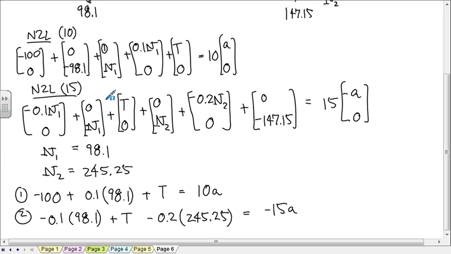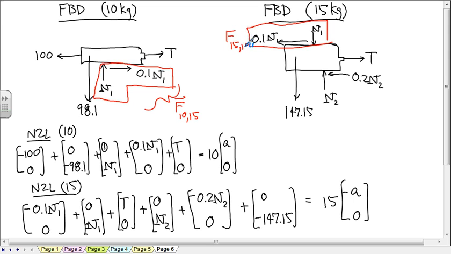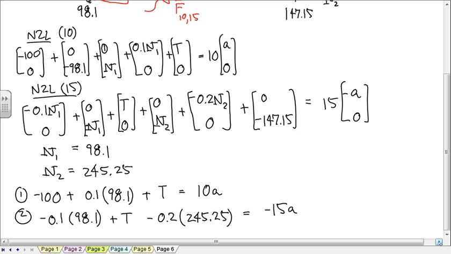Remember in the 15 kilogram box that N1 is acting down. That's an equal and opposite thing. This is a Newton's third law thing. This whole combination of forces, if you added it all up, is the force on the 10 by the 15. And so that means it has to be in the opposite direction over here, because this is the force on the 15 by the 10. And that's why these are both in the opposite direction of these.